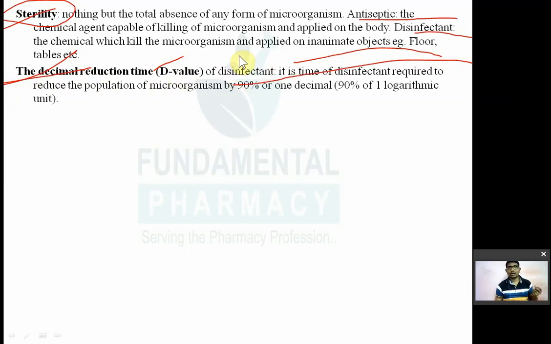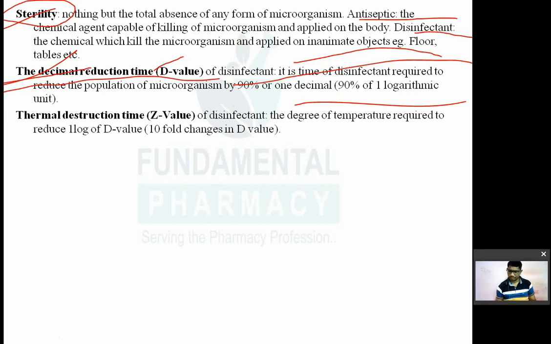Suppose there are 100 colonies of bacteria; in how much time does a disinfectant reduce those 100 colonies by 90%? So the time of disinfectant required to reduce the population of microorganisms by 90%, or by 1 log, is the D value. Then there is another term known as the thermal destruction time, known as the Z value. Don't worry, these terms are going to come again. The Z value, or thermal destruction time, is the degree of temperature required to reduce the 1 log of D value. That means to produce a 10-fold change in the D value.